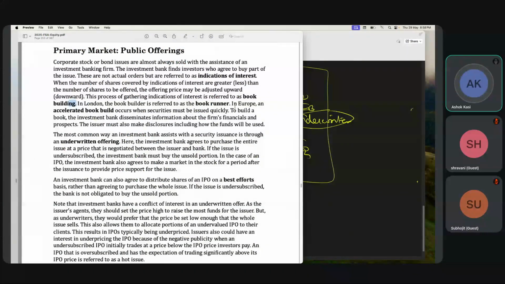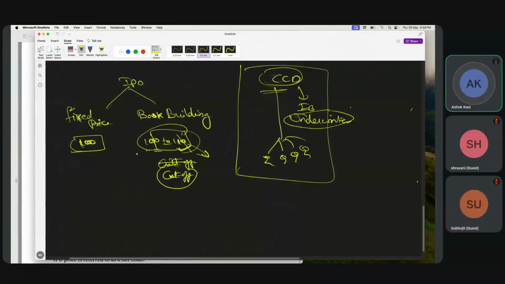Then book runner. Book runner means this underwriter is only called the book runner. These are different names.